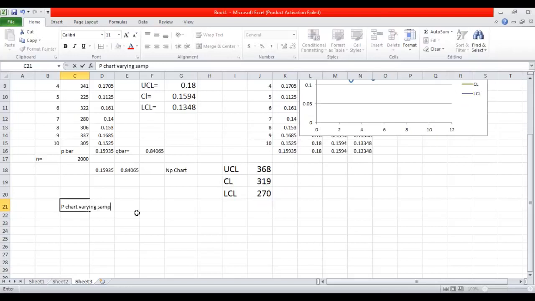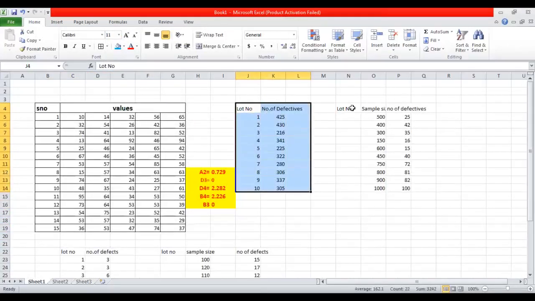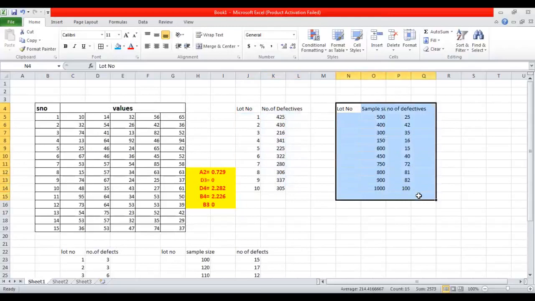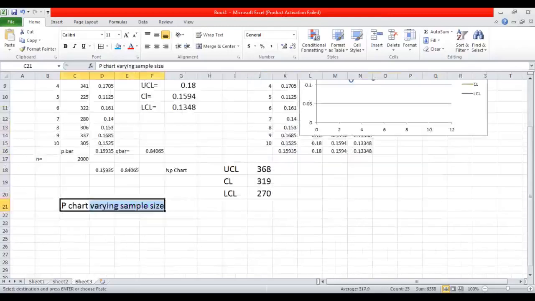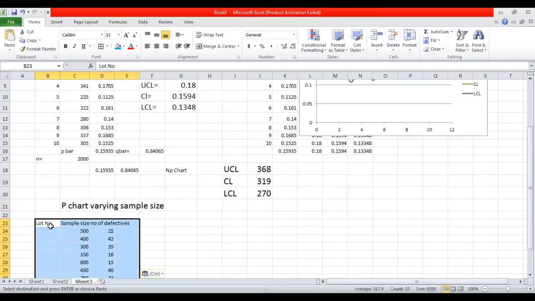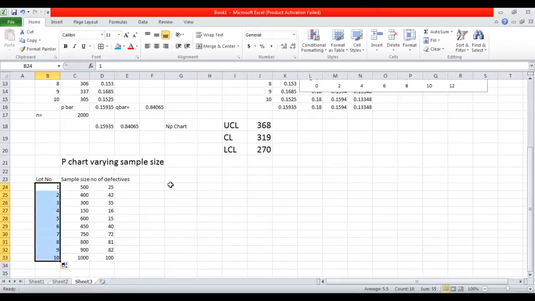The procedure is same, just here whatever the UCL value I have written, that UCL will be same for all charts. But here, in the chart with varying sample size, the sample size will be different, right? So whenever the sample size is different, you'll get the UCL, CL and LCL values different for all samples. In the same way as you have created, you will create the control limits for this chart also.